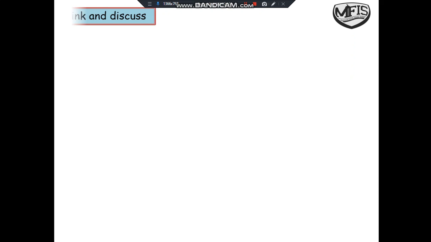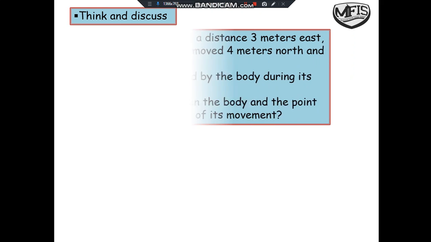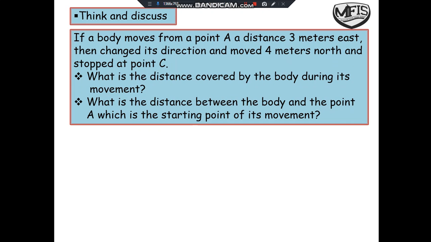Okay, think and discuss. If a body moves from a point A a distance 3 meters east, then changes its direction and moves 4 meters north and stops at the point C, what is the distance covered by the body during its movement? What is the distance between the body and the point A, which is the starting point of its movement?